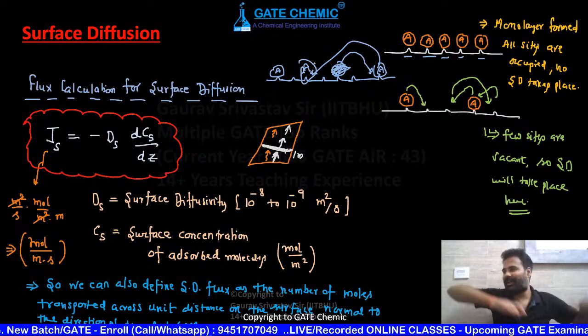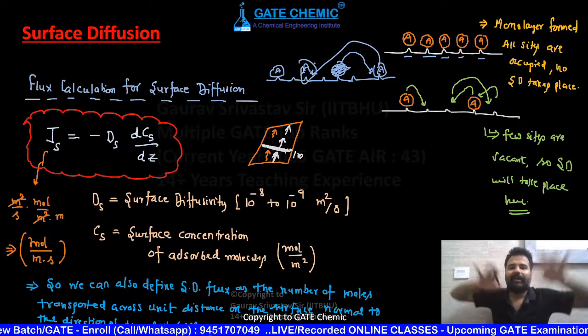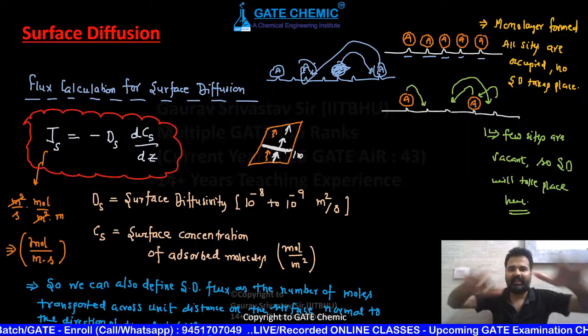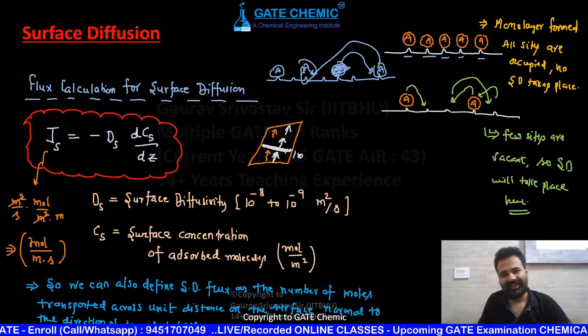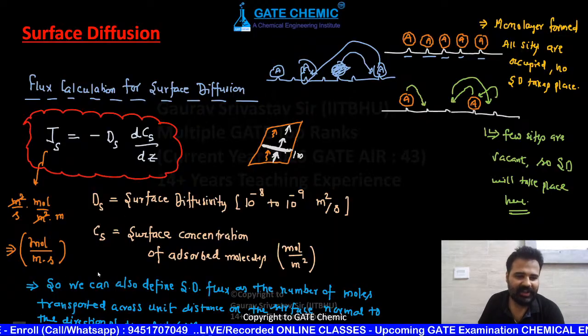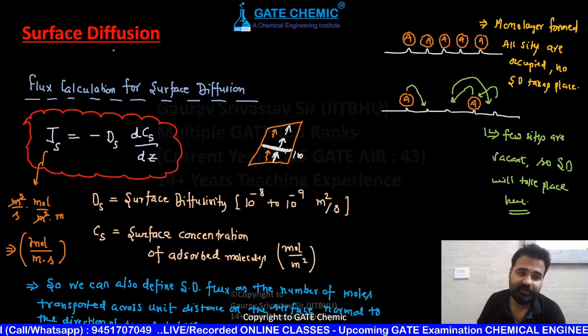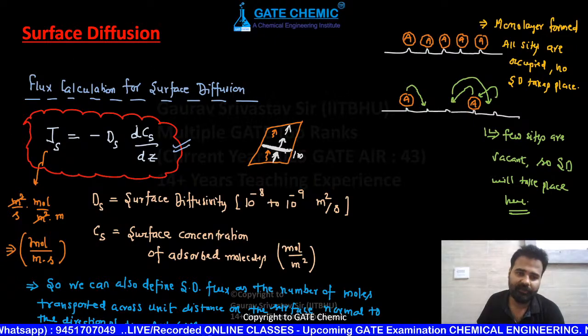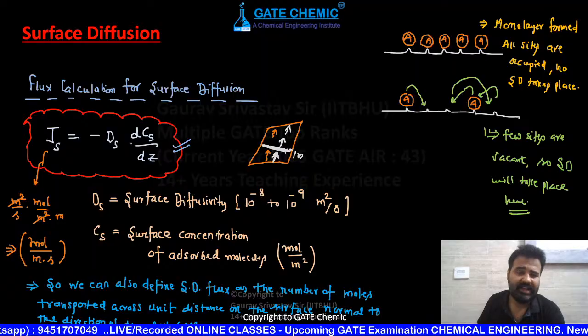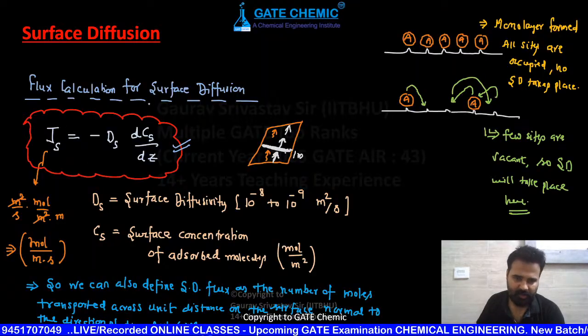It is jumping on the surface like a frog. Frog leap and frog mechanism, jumping here and there like a frog. That is surface diffusion. Moving to vacant sites on the surface is known as surface diffusion. For flux calculation, nothing special. You have to use surface concentration, ds dz, and numericals can rarely be asked based upon this topic.